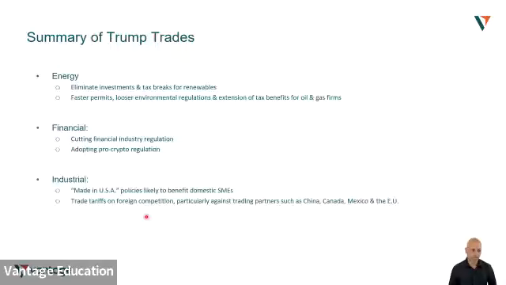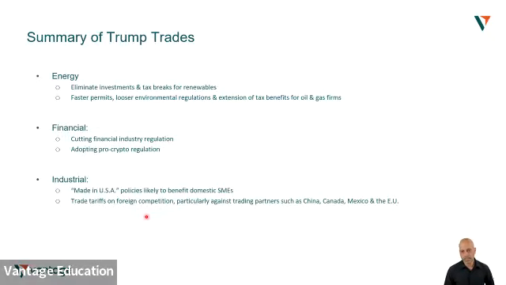All right, so let's take a look at the summary of the Trump trades. Basically, they focused on three sectors: energy, financials, and industrial. With regards to the energy sector, Trump is in favor of eliminating investments and tax breaks for renewables and focusing his attention on the oil and gas firms. So he's looking for faster permits, looser environmental regulations, and extension of tax benefits for these oil and gas players.